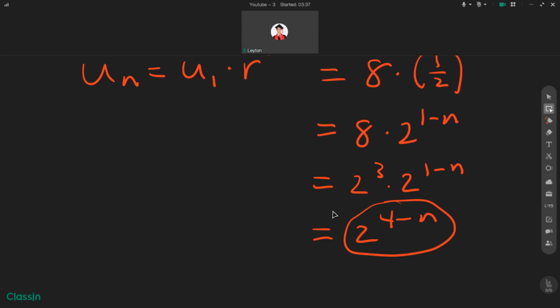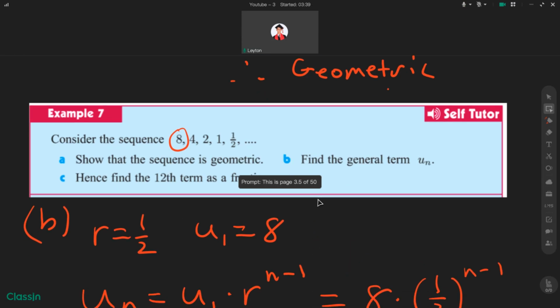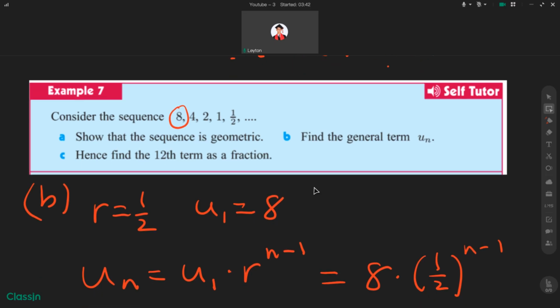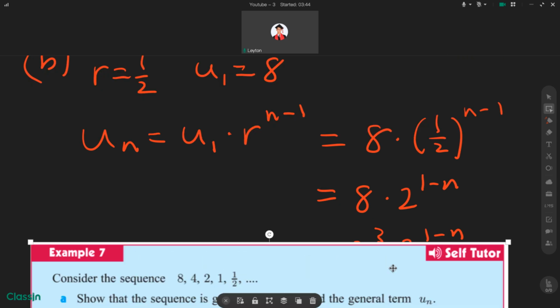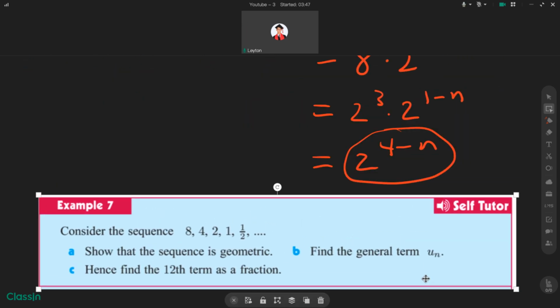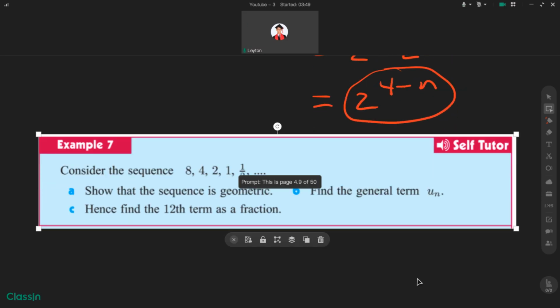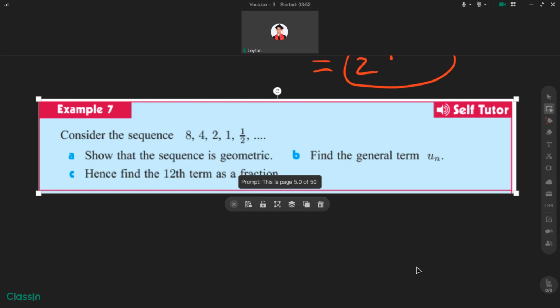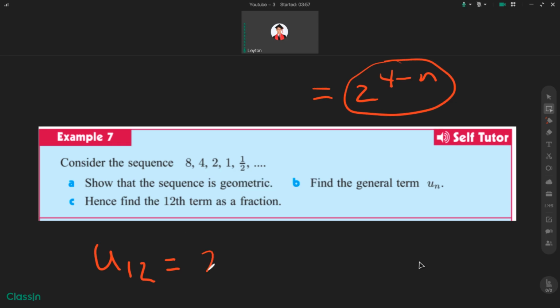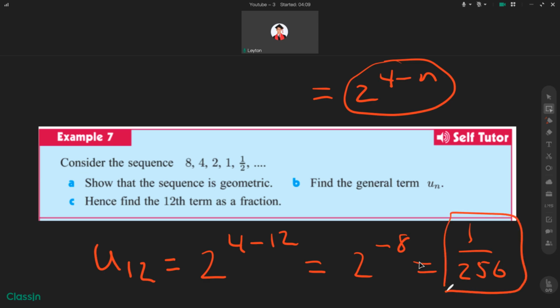Okay, hence find the 12th term as a fraction. That's very easy. The 12th term is just n equal to 12. We've already done the grunt work. So u of 12 is equal to 2 to the power of 4 minus 12, and that's just equal to 2 to the power of minus 8, which is 1 over 256. Okay, that's our first example done.